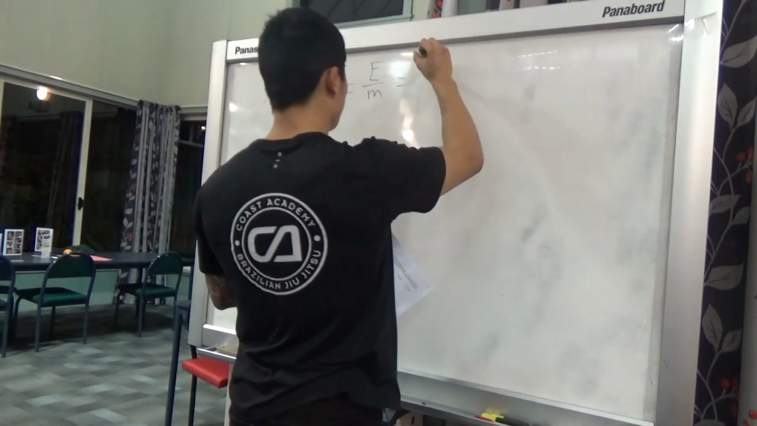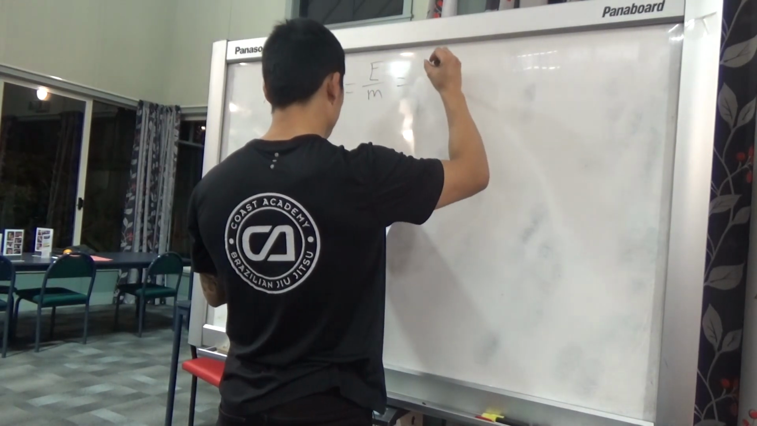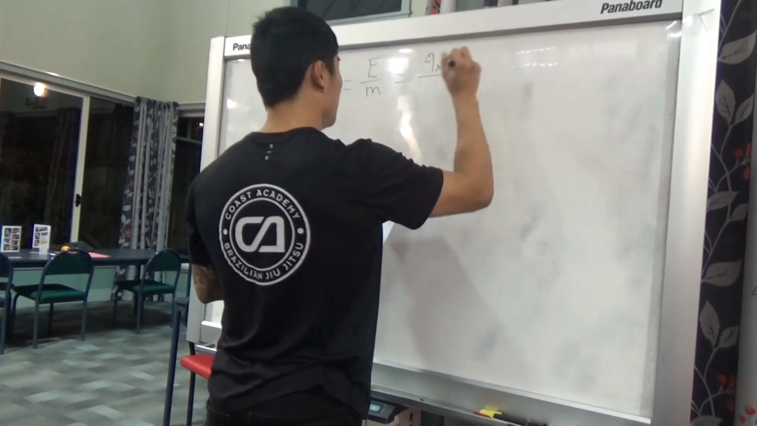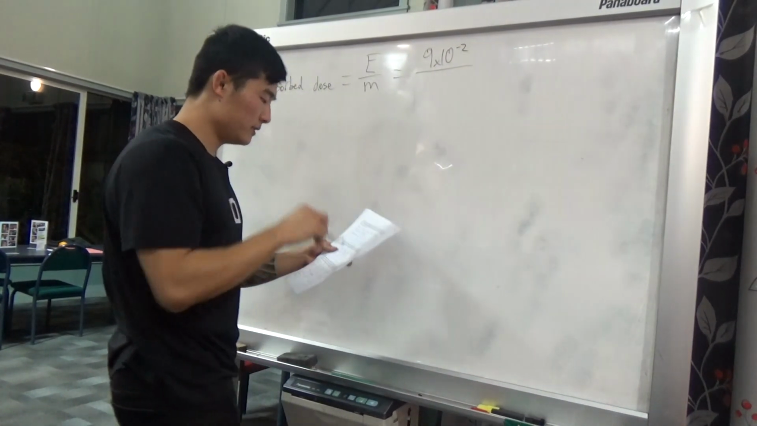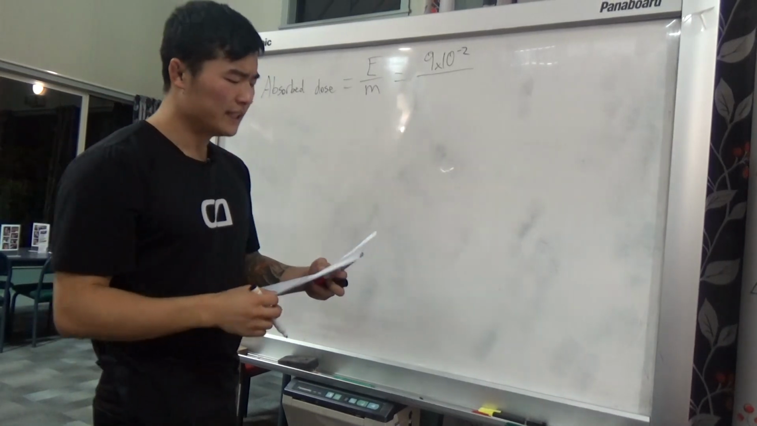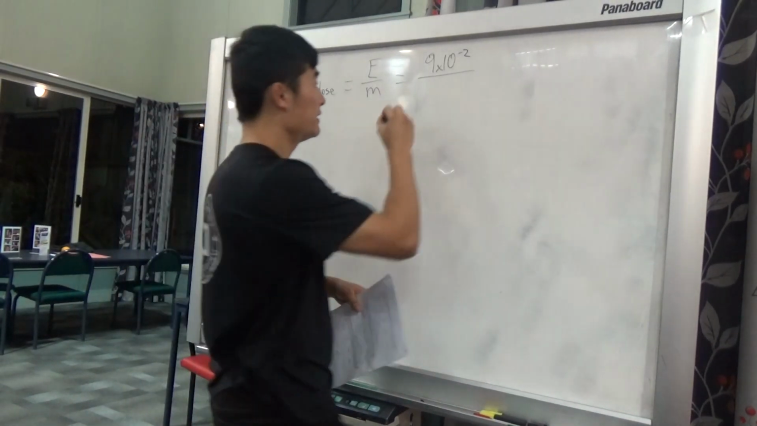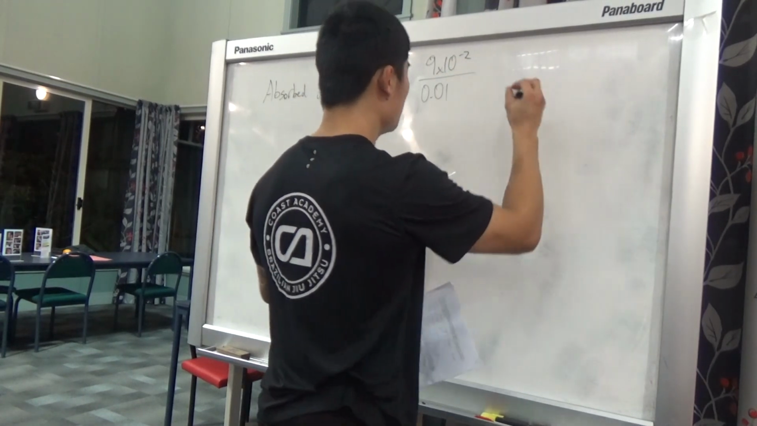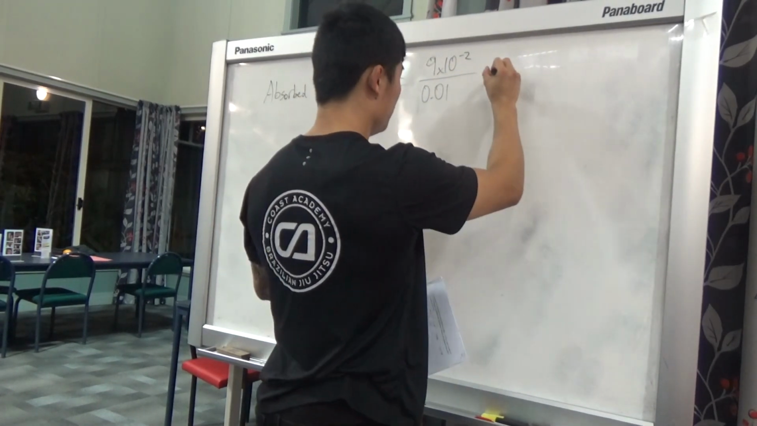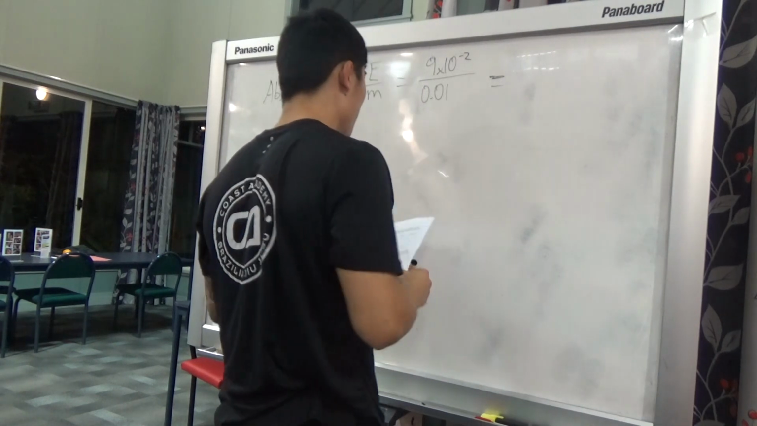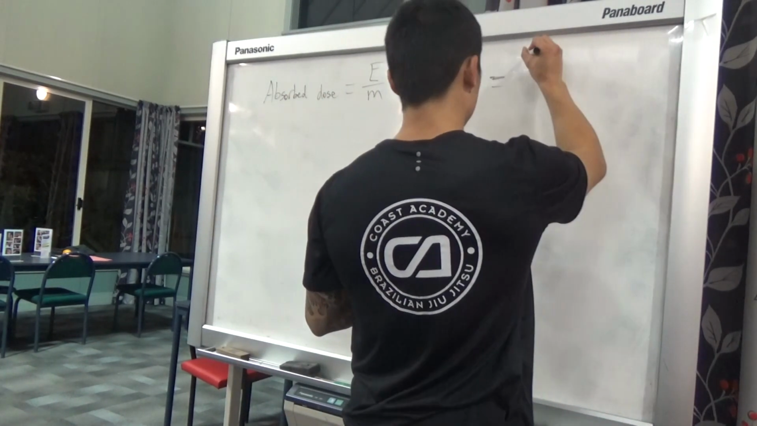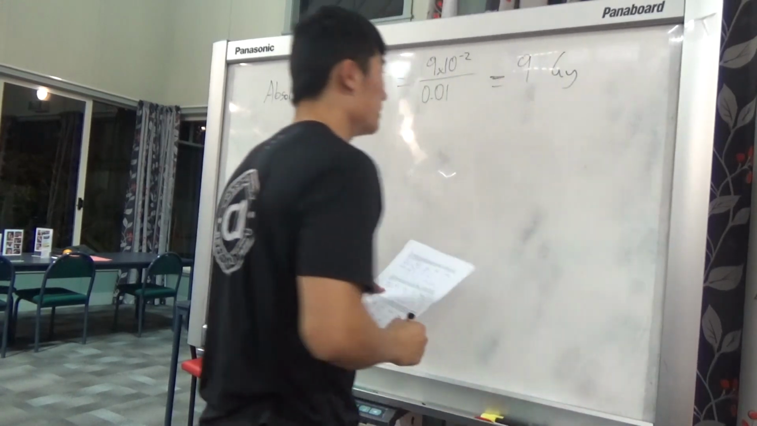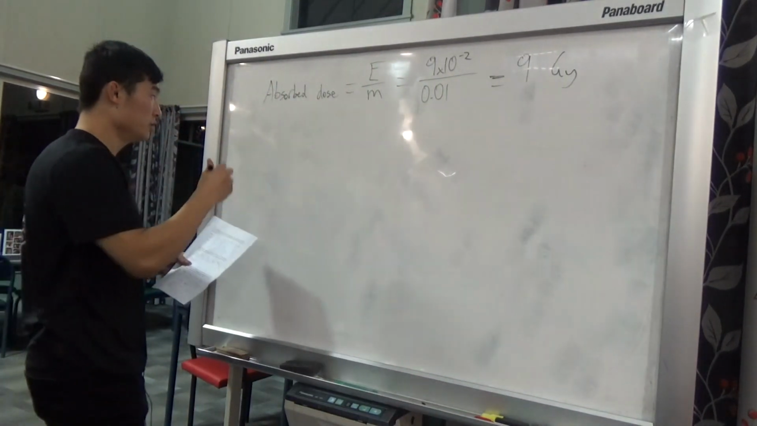So our energy is 9 times 10 to the negative 2. And our mass is going to be 10 grams. So that's 0.01 kilograms. So you want that to be in kilograms. So that's just 9 grays. Okay, so that's your absorbed dose.